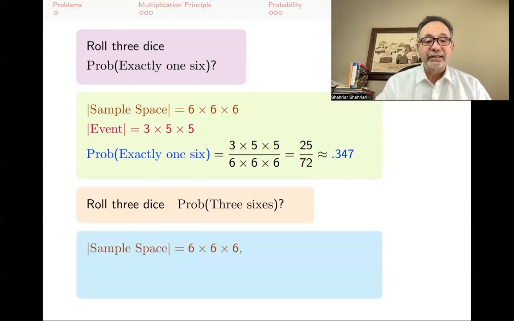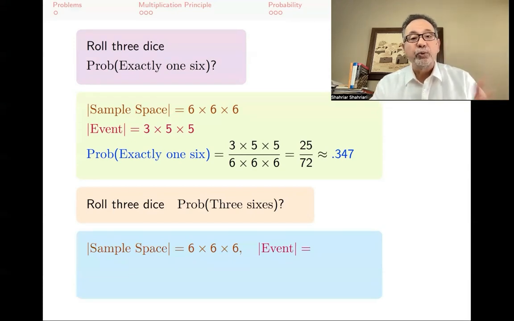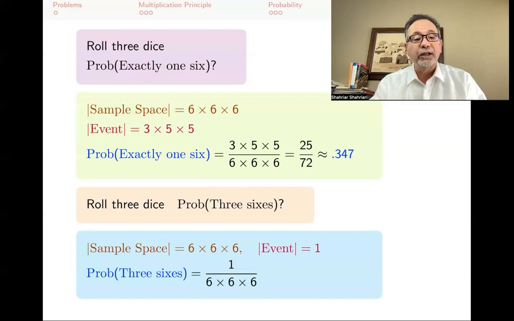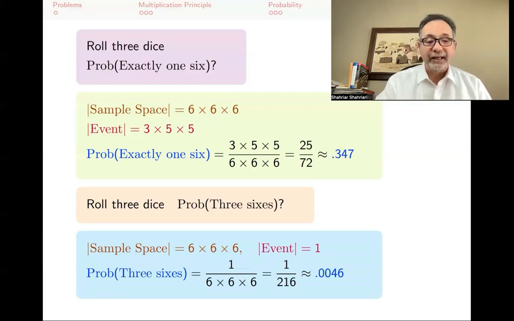If you roll 3 dice, what's the probability of getting 3 6s? Sample space is still 6 times 6 times 6, but the event this time is getting 3 6s, and there's only one way to do that. So the size of the event is 1, and so the probability of getting 3 6s is 1 divided by 6 times 6 times 6, so 1 over 216, and that's 0.0046, so less than half of 1%.